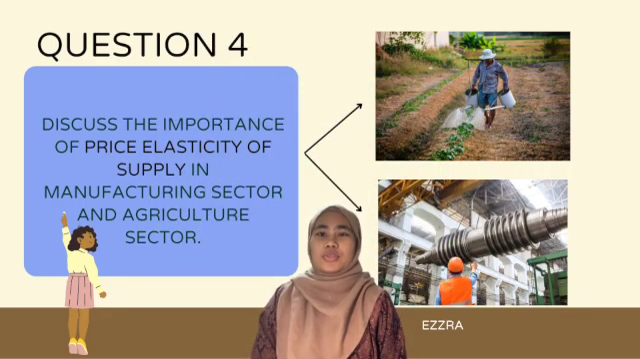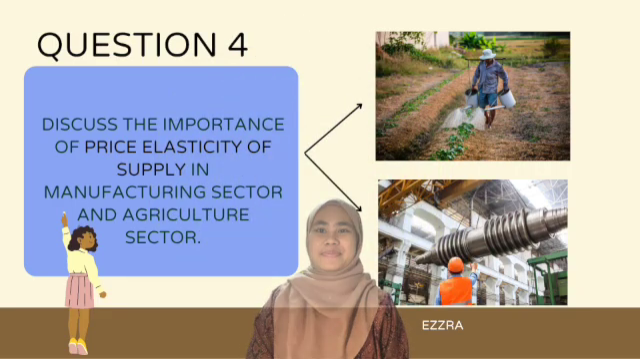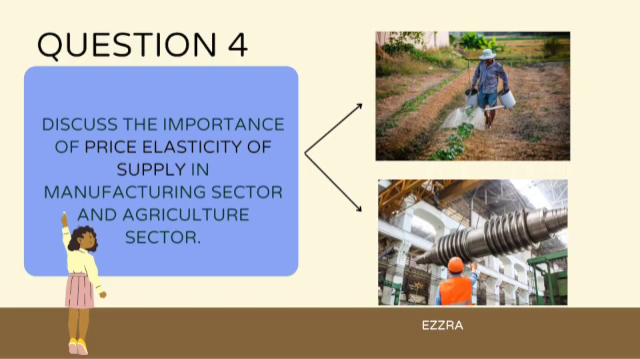So today, I would like to explain question number 4. Question number 4: Discuss the importance of price elasticity of supply in the manufacturing sector and agriculture sector.